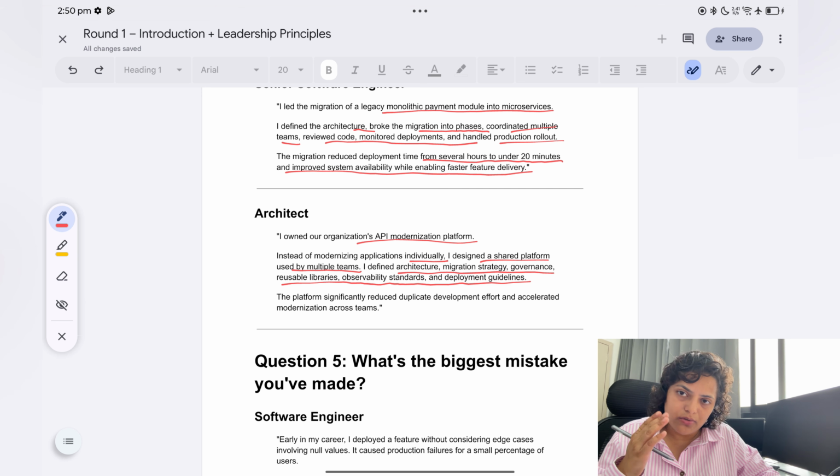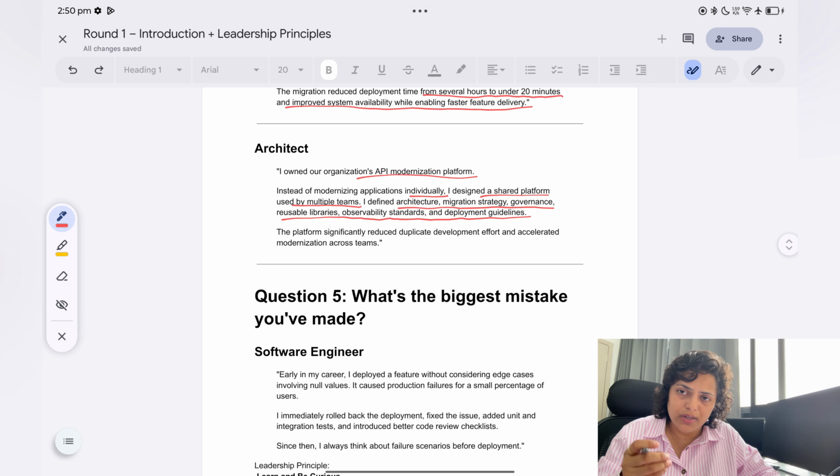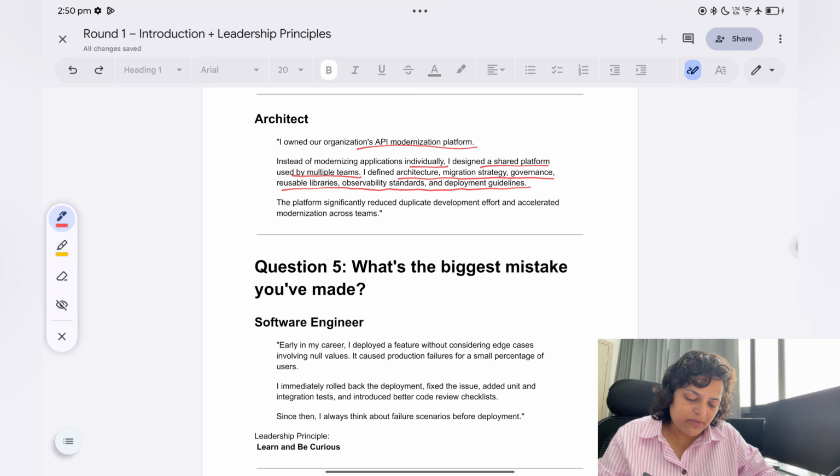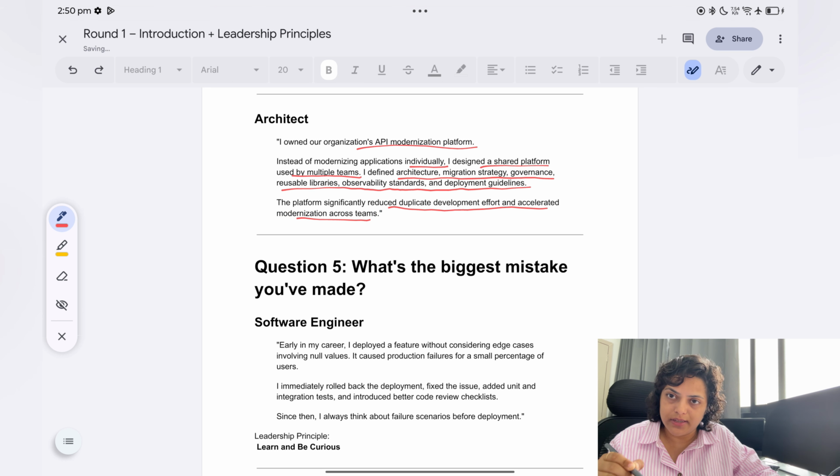So here you can see the levels of roles they're expecting, right? And this is not only for Amazon, this is common for all interviews for all software engineering backgrounds, you can say. So once you are preparing here, you can use that in different companies. It is not only Amazon specific questions. So now the platform significantly reduces duplicate development effort and accelerates modernization across teams.